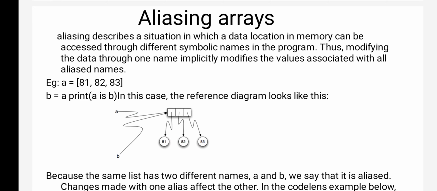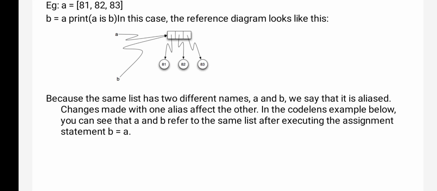In this example I have given one picture. Once you go through the picture, first see the memory locations. The boxes are nothing but the memory. In the first block is 81, in the second block 82, and in the third block 83. The same memory is accessed by A and also by B, because B is an alias of A. Aliasing is nothing but giving different names to the same memory location, and that memory location can be accessed by those different names.